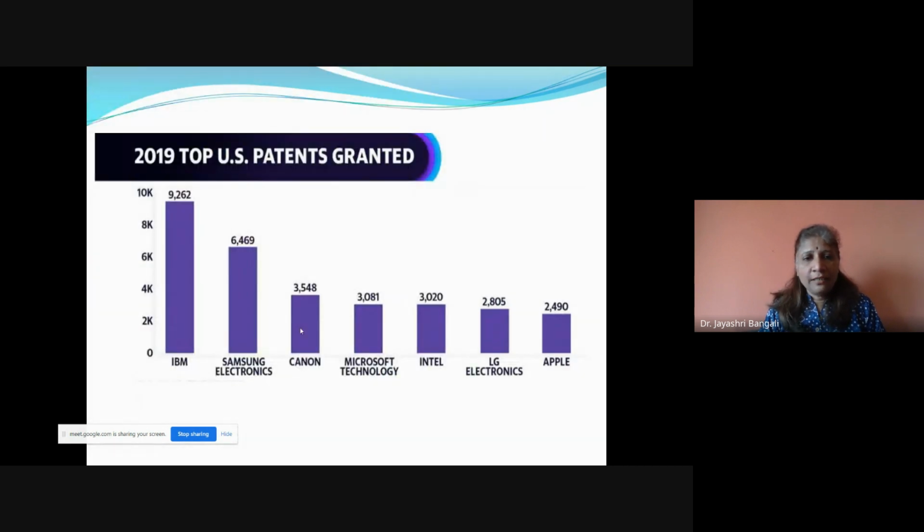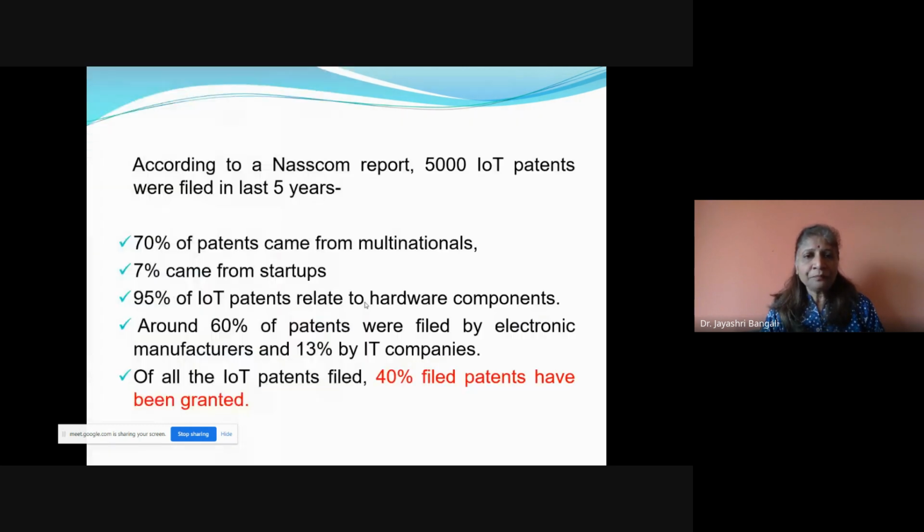Then in 2019, these are the top US patents granted. You can see the numbers. This is very important. IBM has filed 9,262 patents in 2009. Even a small part of any PC or a small part of your mobile is patented. So you can see how many patents they have filed in 2019.